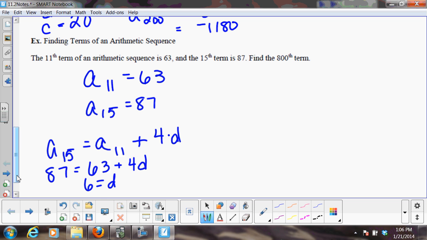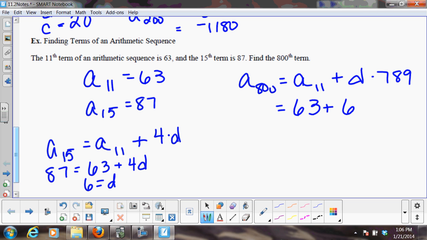I'll choose the 11th. So to get to the 800th term, if I start at the 11th, I'm going to add D times 789. Right, there's 789 spots between 11 and 800. So I get 63 plus 6 times 789. The 800th term, 4,797.